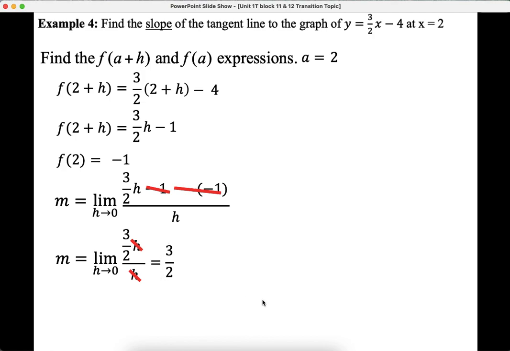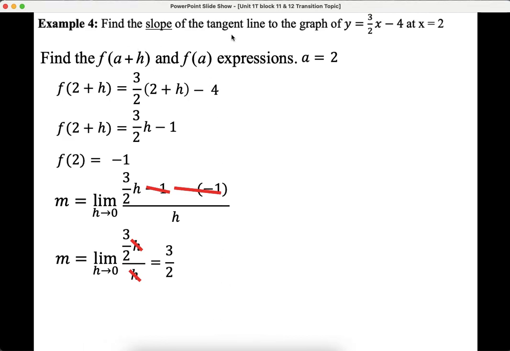If I pick a point and that point is on the line and I try to draw a line of tangency, it's just going to be the line itself. So in this situation, if you realize this was linear, we didn't even have to go through the whole limit method. We could have just picked this number out and know that that's the slope.